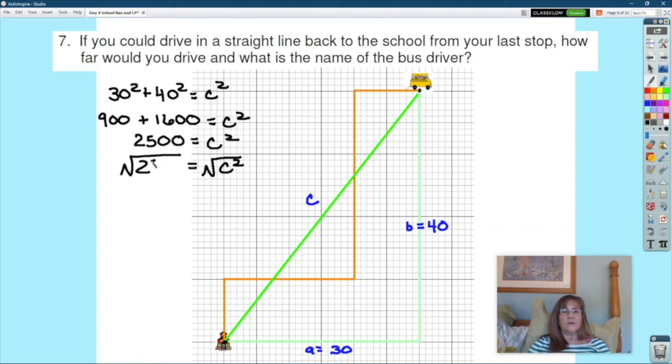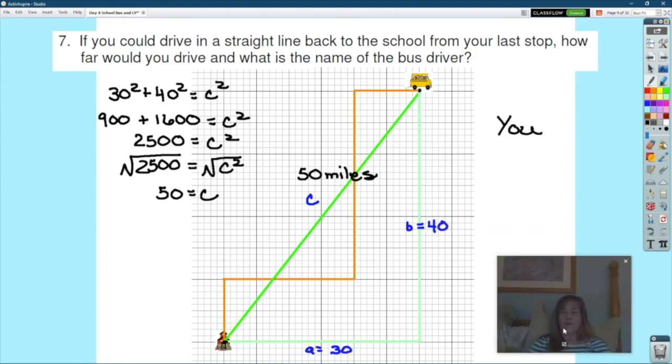So we're going to take the square root of 2500. And you might have guessed that right away. It's equal to 50. So 50 equals C. So if the bus driver could go straight to the school, he would travel 50 miles. Did you figure out that the bus driver was you? So for me, the bus driver's name would be Mrs. Fink. If it's you, since it's you, it's your name.